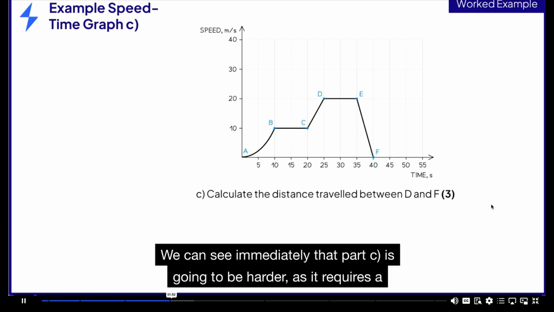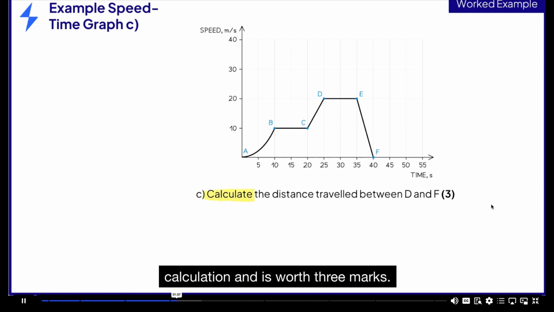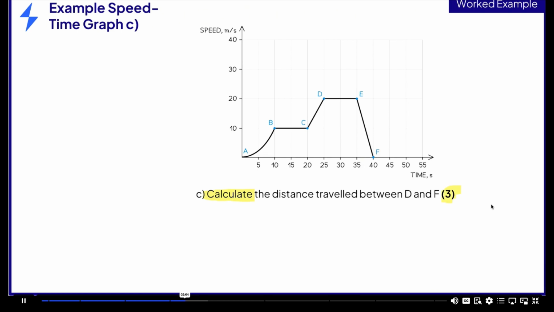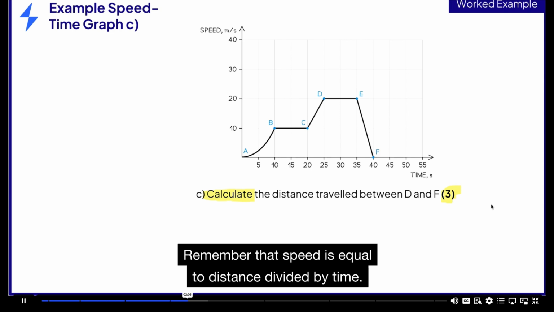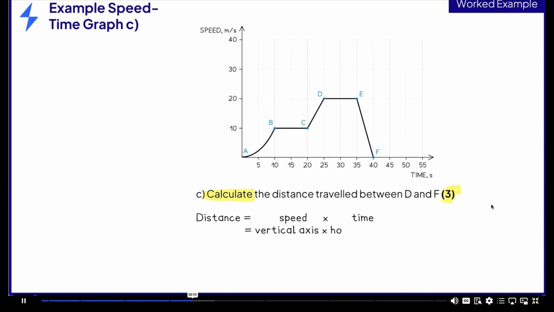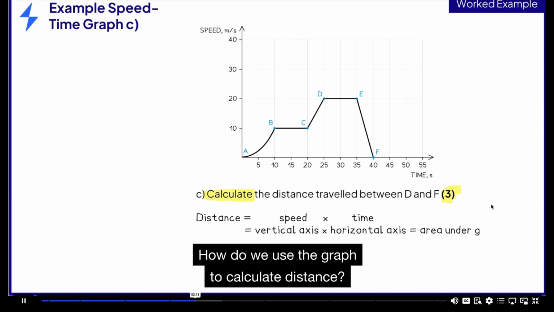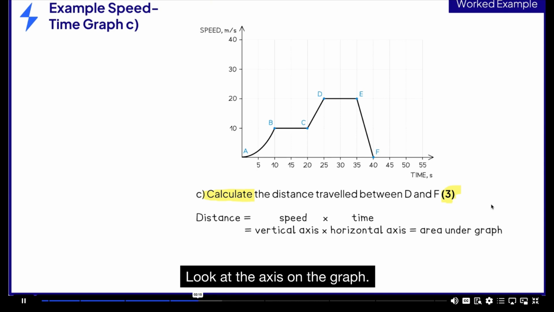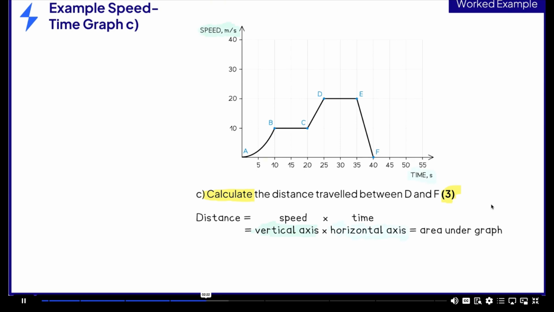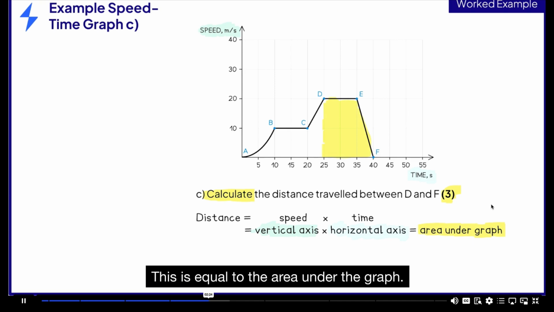We can see immediately that part C is going to be harder, as it requires a calculation and is worth 3 marks. Calculate the distance travelled between D and F. Remember that speed is equal to distance divided by time. So distance is equal to speed times time. How do we use the graph to calculate distance? Look at the axis on the graph. The vertical axis is speed, and the horizontal axis is time. This is equal to the area under the graph.